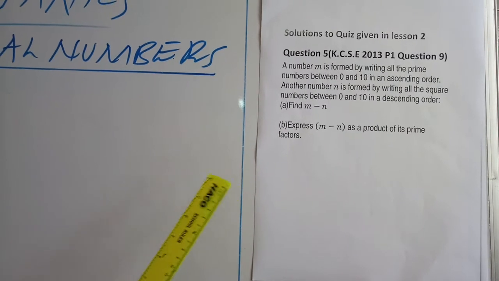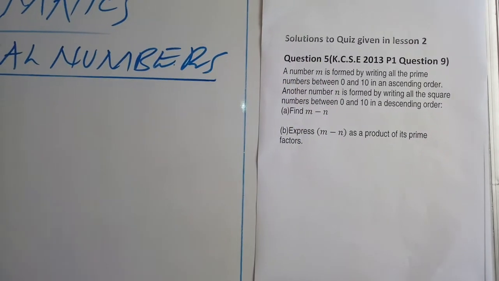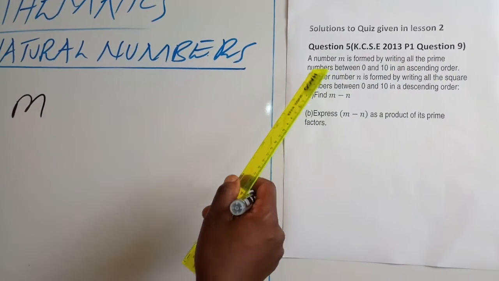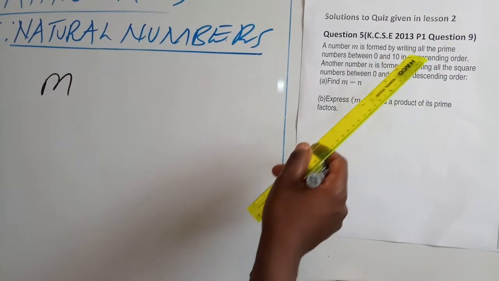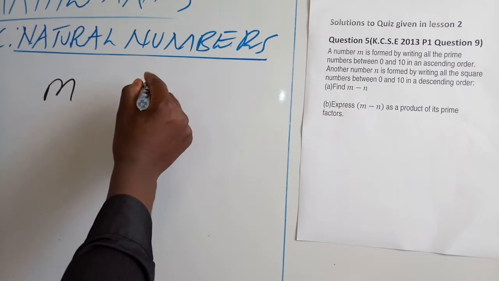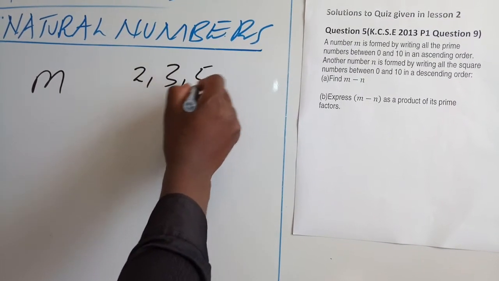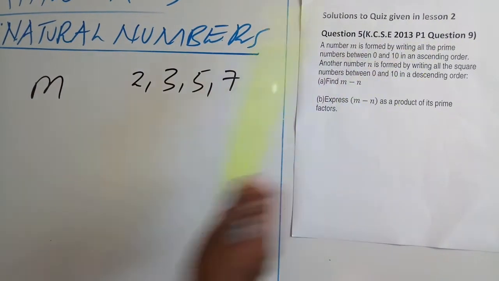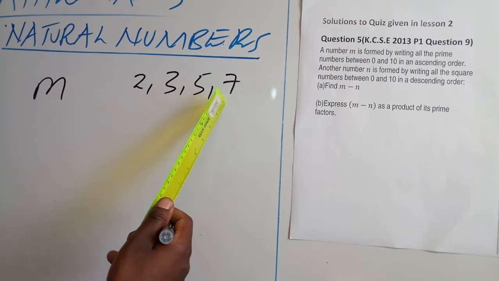So let's do the question as we handle it bit by bit. Now, a number m. How is number m described? It's formed by writing all prime numbers between 0 and 10 in ascending order. What is the first step? You list all the prime numbers between 0 and 10. What do we have? The prime numbers: we have 2, 3, 5, and 7. Now, in what order? Ascending order. Meaning what? From the least to the one with the highest value.